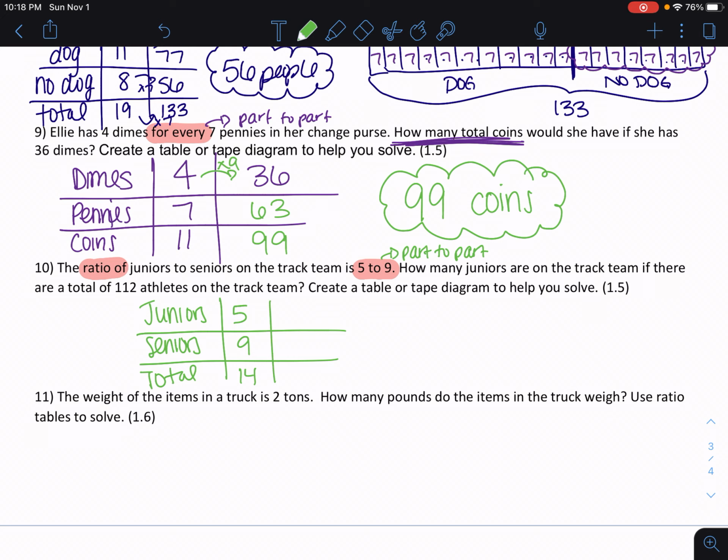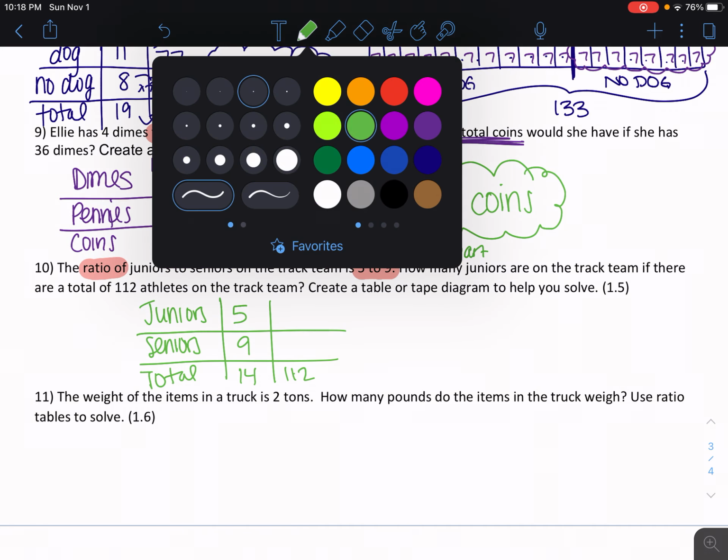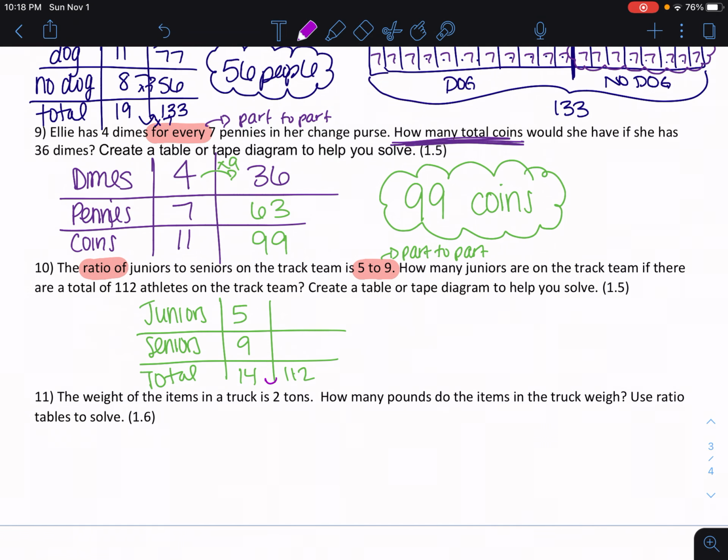How many juniors are on the track team? If there are 112 athletes on the team, so 112 goes in that total column. So I'm going to use my multiplication chart, and I'm going to go to the 14 column. And I'm going to look for how many times 14 goes into 112. It's going to be 8 times. So 5 times 8 is 40, and 9 times 8 is 72. How many juniors are on the track team? There are 40 juniors.